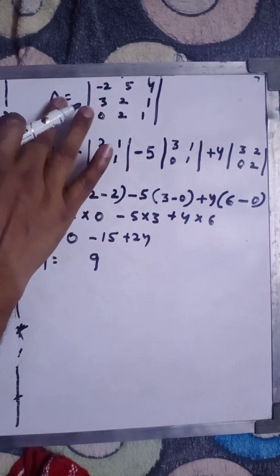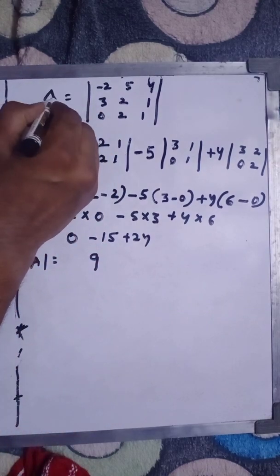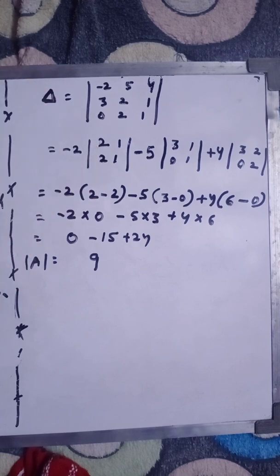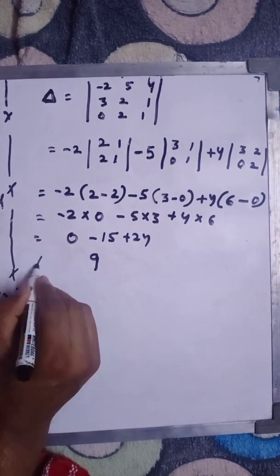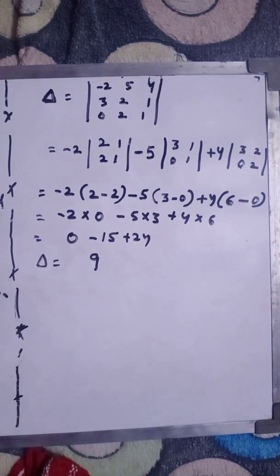value of, actually this was wrong, this was delta. So your delta would be 9. So this is the value of this determinant. This is how we can evaluate a determinant of order 3:3.